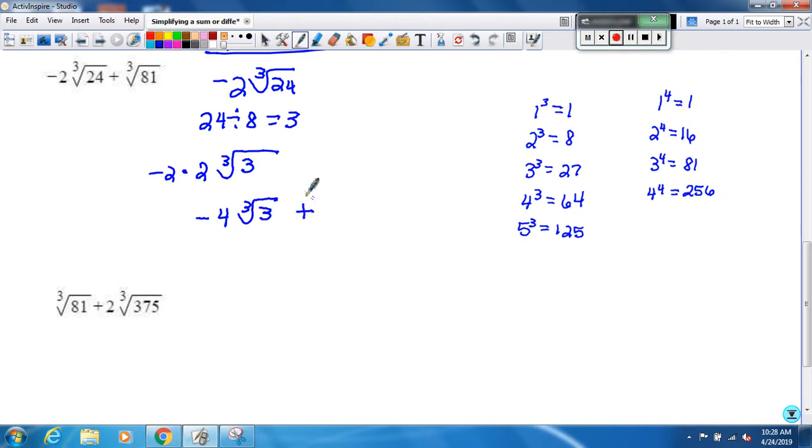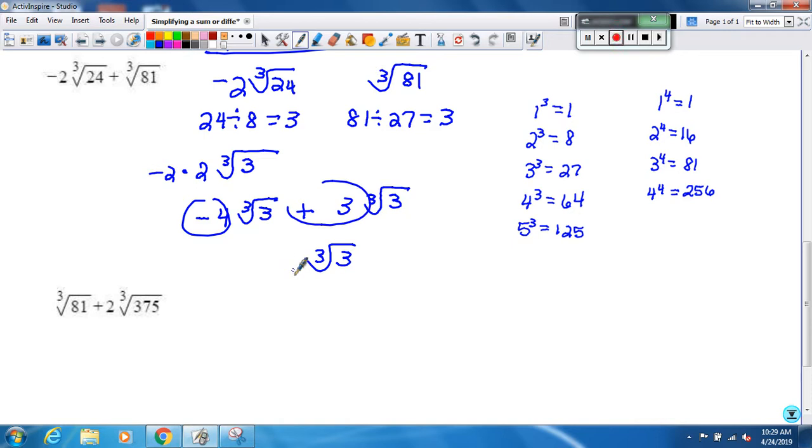Then you have a plus sign. Let's simplify the cubed root of 81. So 81 divided by 27 is 3. So that's the cubed root of 3. Since we divided by 27, the 3 out front stays out front. That term didn't have anything in front of it originally. So now for the cubed root of 3, a negative 4 and a positive 3 is a negative 1. If it's a 1, they won't put it out there. They just put the negative sign out there.